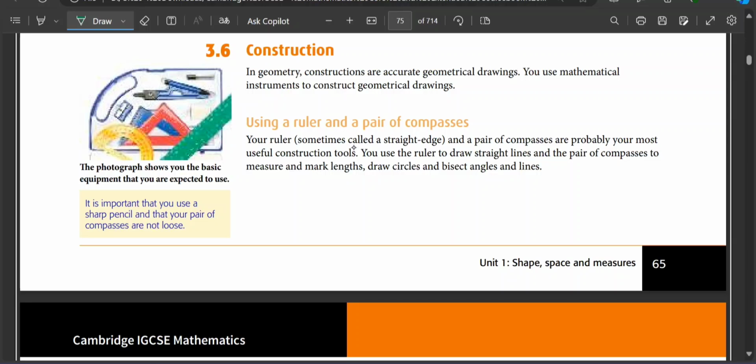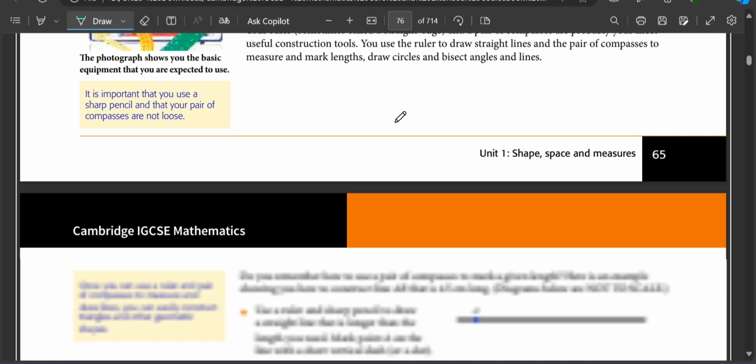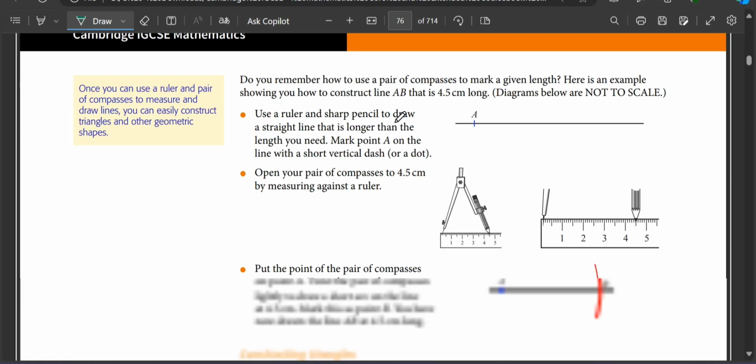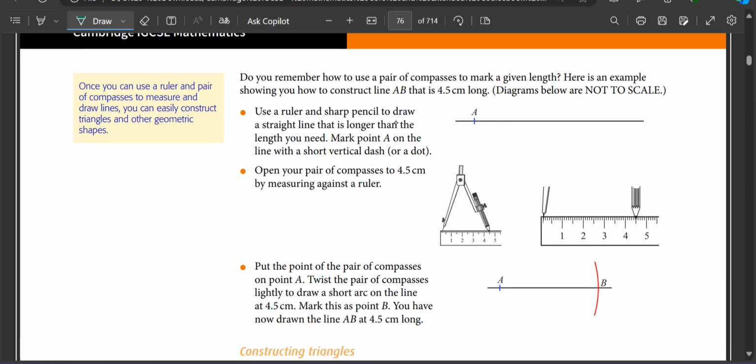In this lecture, we are going to start with 3.6 Construction, and we are using Cambridge IGCSE Mathematics Core and Extended Coursebook, second edition. So let's go over this. What is construction? Construction in mathematics means that we are going to make accurate geometrical drawings. We use mathematical instruments to construct those drawings, so we are going to use our ruler and pair of compasses to draw those diagrams. So let's see how it goes.